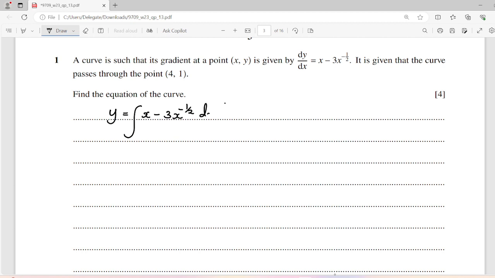So whenever we are integrating, we increase the power by 1 and divide by the new power. So we shall have x squared over 2. Then here we shall have 3x power half. We increase the power by 1 and divide by the new power, which will be a half. Then plus a c. If I'm to write it, I will end up having my y, which is x squared over 2 minus 6 root of x plus c.